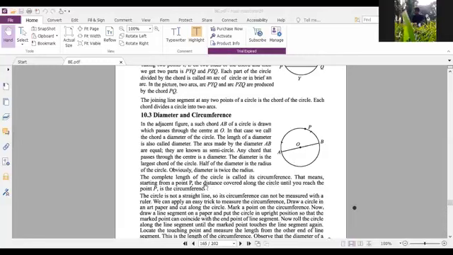So the complete length of the circle is called its circumference. Complete length. That means if we start from point P, the distance covered along the whole circle until we reach the point P again is the circumference of this circle.